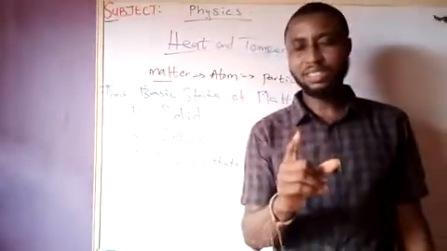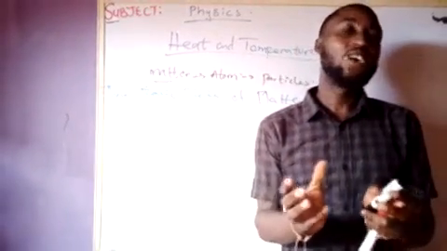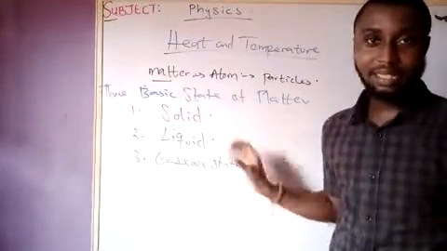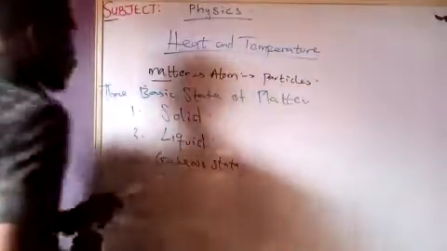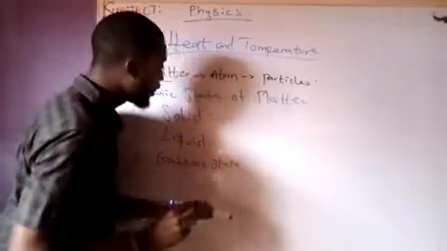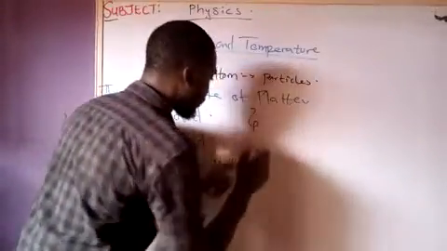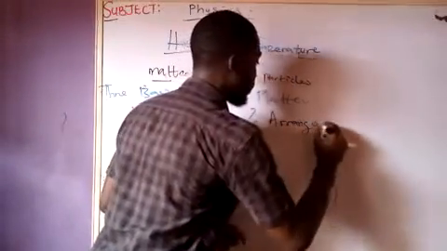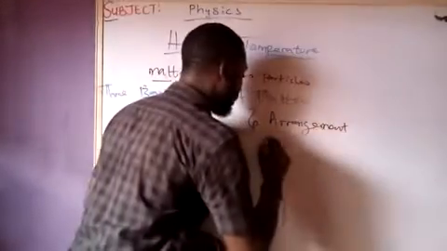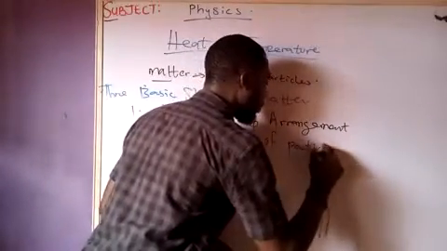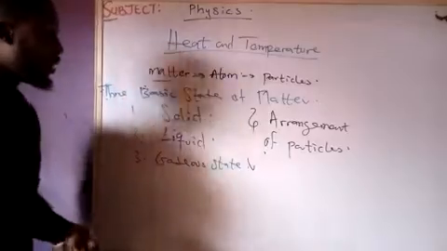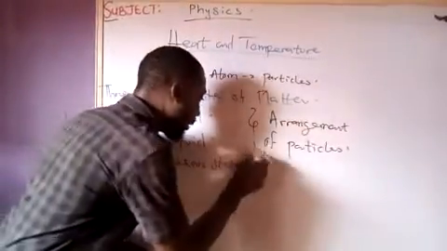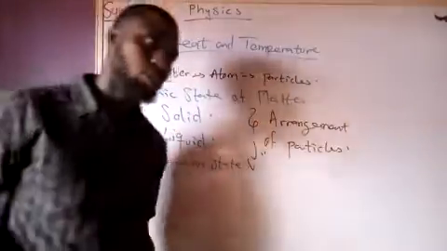I'll be giving an assignment. You should be able to investigate other types of matter. We have about 18 states. So these are the three basic states. Try to get the remaining ones yourself. The difference between the three states of matter is the arrangement of the particles. The difference between the three states of matter is how the particles are arranged.